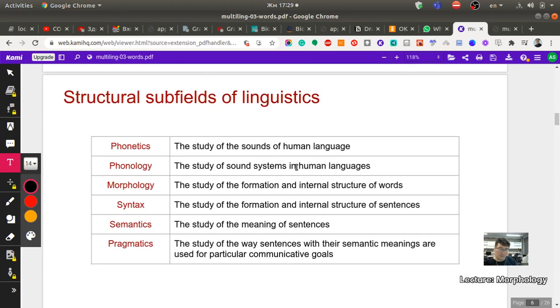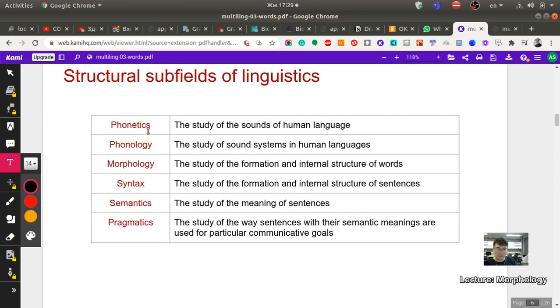Structures of the field of linguistics. Phonetics is about sounds. Phonology is the sound system of human languages. Morphology is the study of the formation and internal structure of words. So it's about case endings, like in the Kazakh language. Syntax is how you structure sentences. Semantics is the meaning of sentences. And pragmatics. So this goes from very simple things to big things.